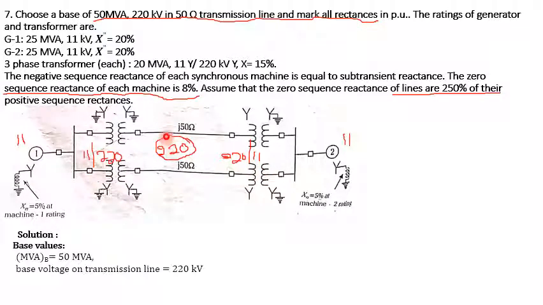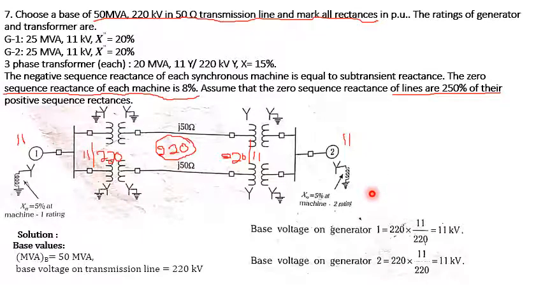So we need to convert these new values onto generator 1 and generator 2. We know the formula: base voltage on G1 low voltage side is equal to the high voltage new value multiplied by the low voltage rating and divided by the high voltage rating of the transformer. We will get 11 kV, and similarly for G2. So there is no change between the old value and the new value.